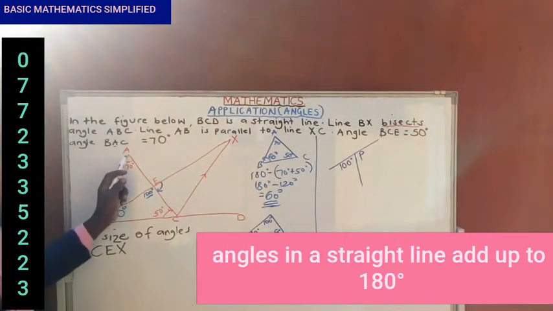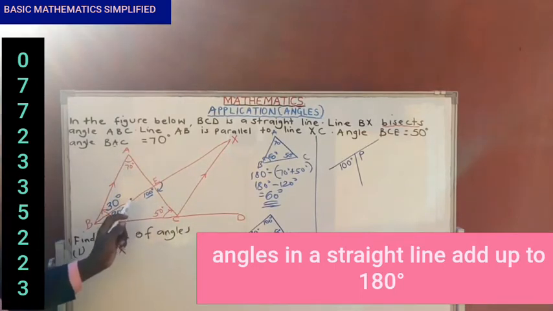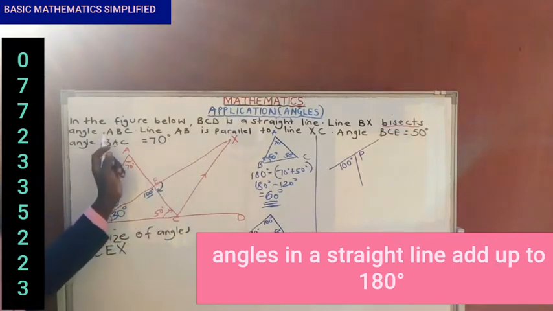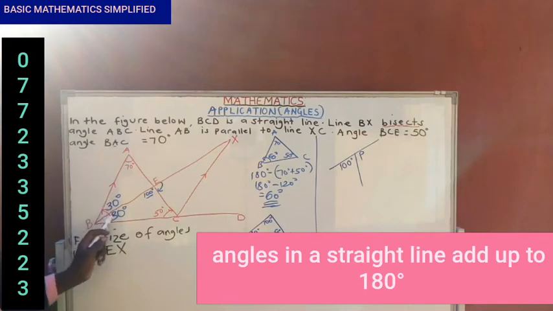We began by removing this line. We assume we're not seeing it. We had this, we got this one as 60, and we said line BX bisects angle ABC into 2, or divides it into 2 equal parts. That is 30, 30. Now we have picked these two here.